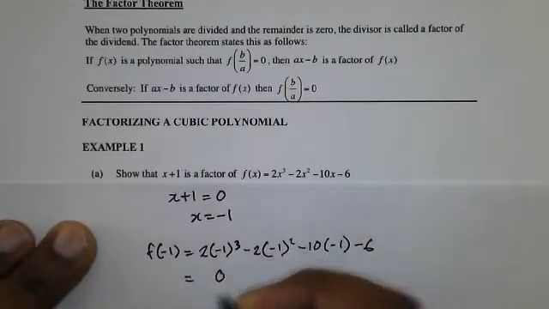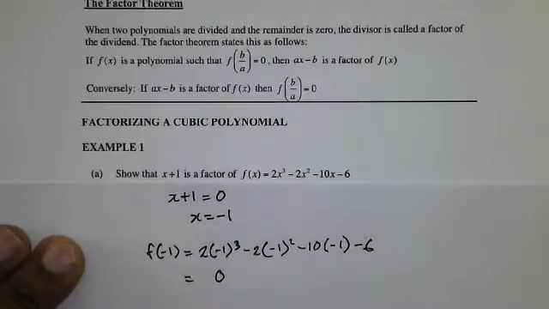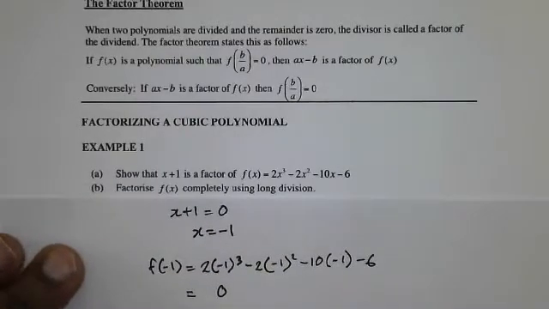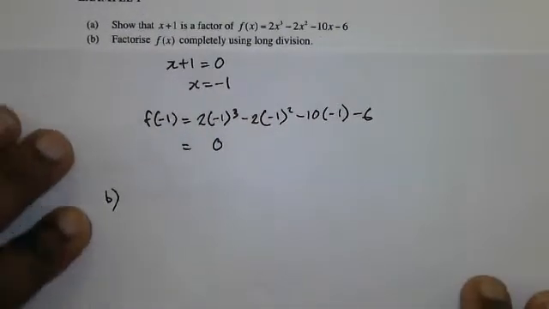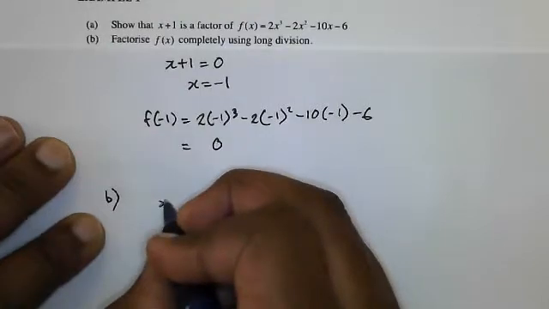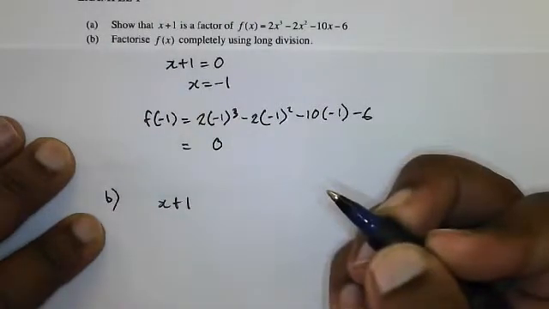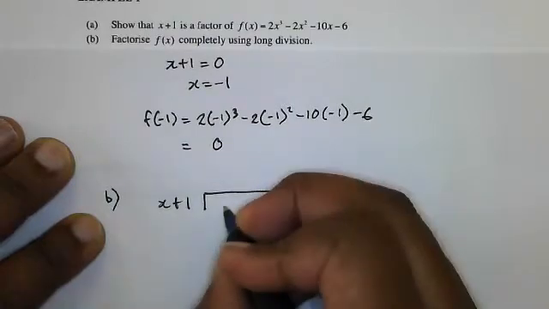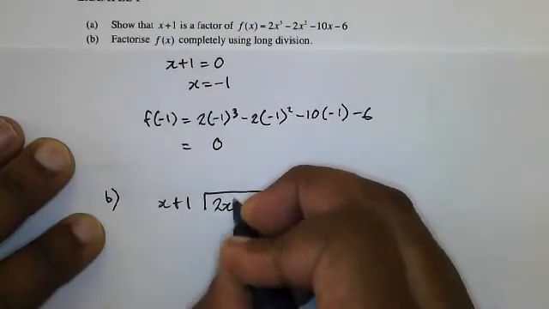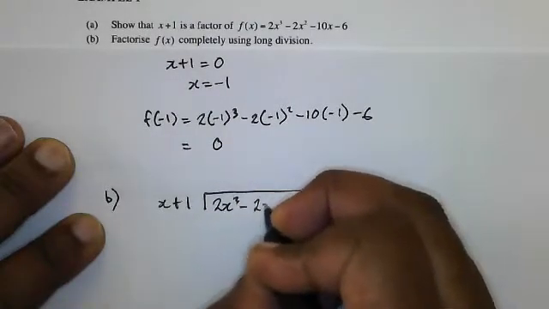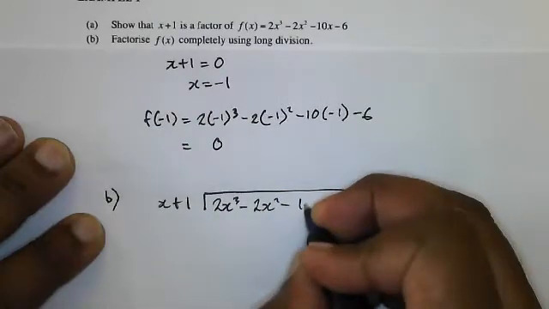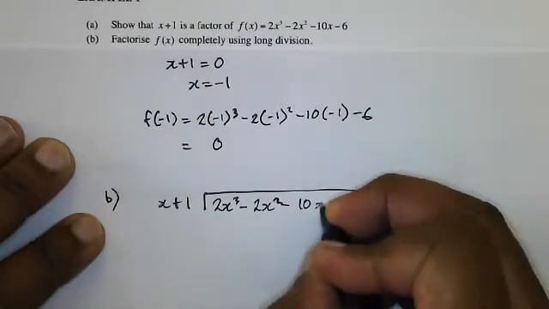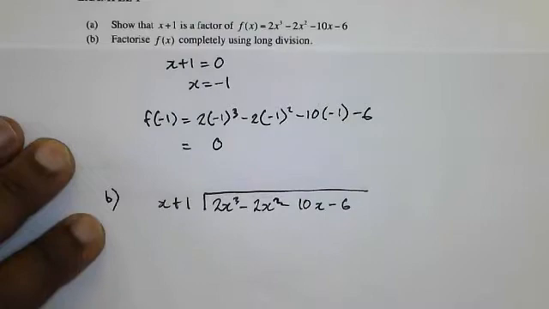Now, this is how the long division works. We're now factorizing this using long division, because we know that x plus 1 is a factor, and we're dividing it into 2x to the power of 3 minus 2x squared minus 10x minus 6.